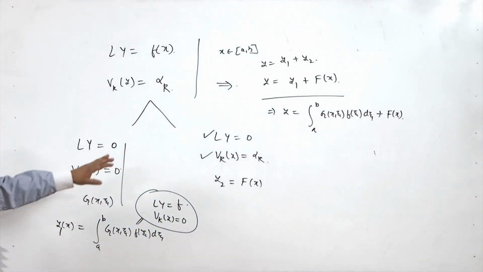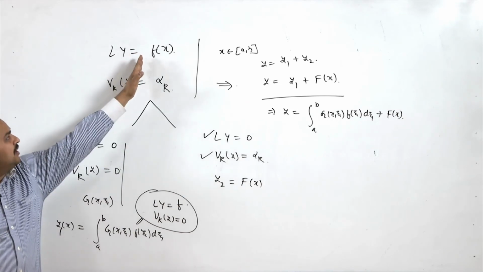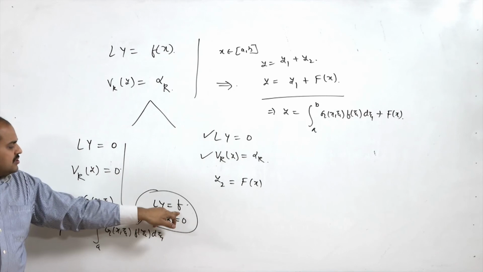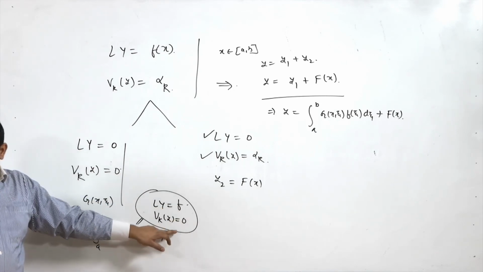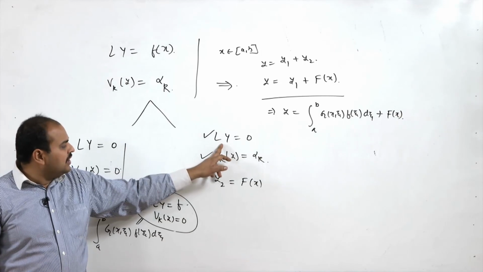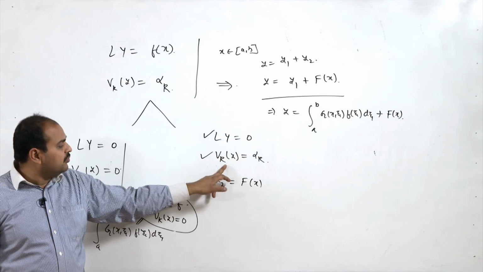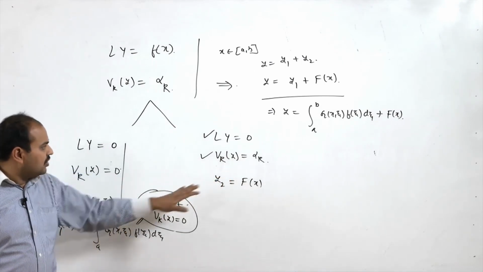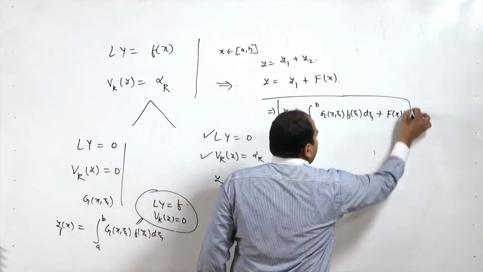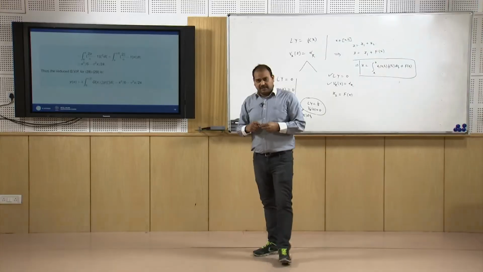Here we are using the principle of superposition to split this problem into two parts: one with a non-homogeneous equation with homogeneous boundary conditions, and a homogeneous differential equation with non-homogeneous boundary conditions. You can easily solve this problem, and your solution is given by this. Maybe we can discuss some problems in the assignment.